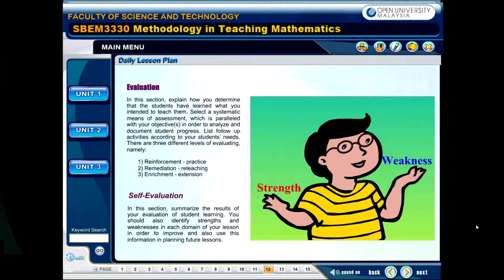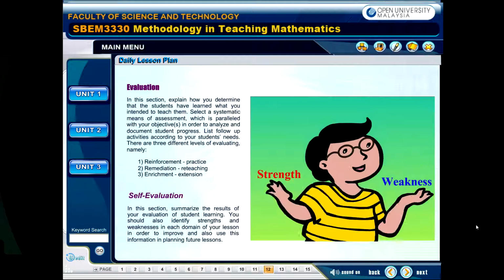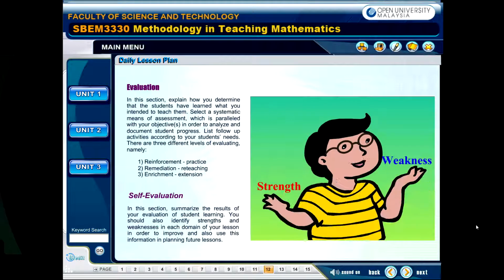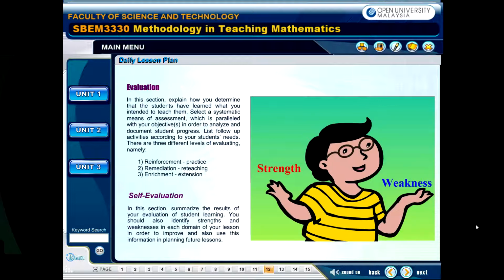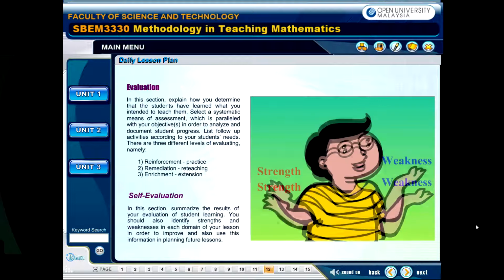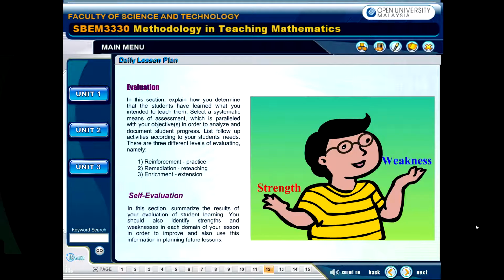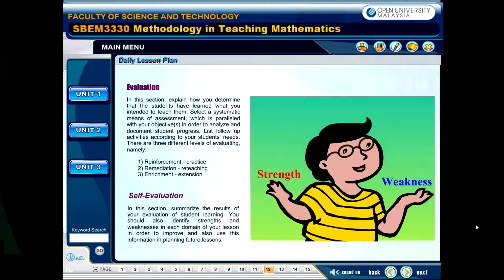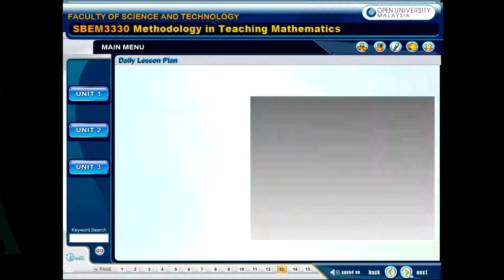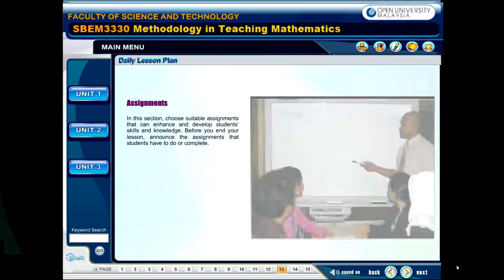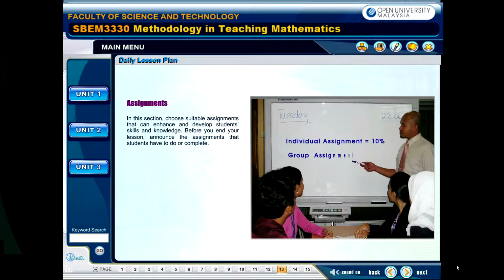In this section, summarize the results of your evaluation of student learning. You should also identify strengths and weaknesses in each domain of your lesson in order to improve, and also use this information in planning future lessons. In this section, choose suitable assignments that can enhance and develop students' skills and knowledge. Before you end your lesson, announce the assignments that students have to do or complete.